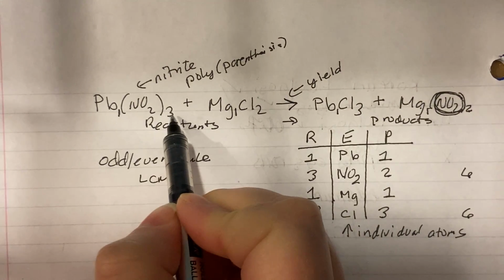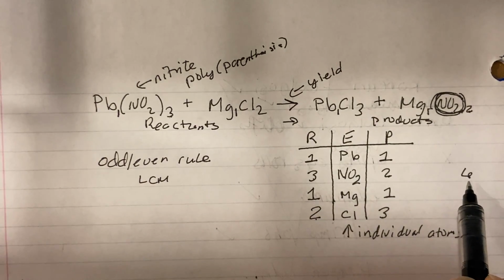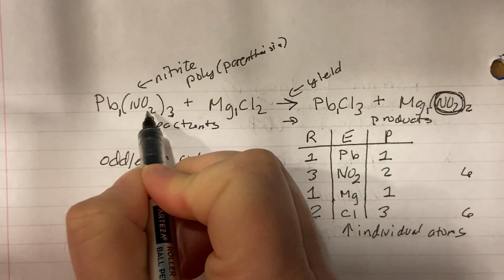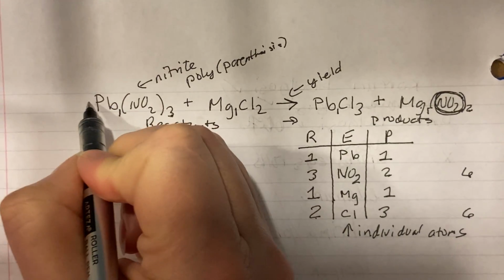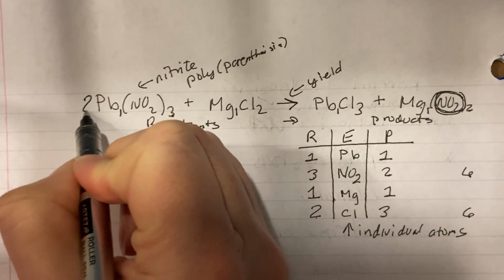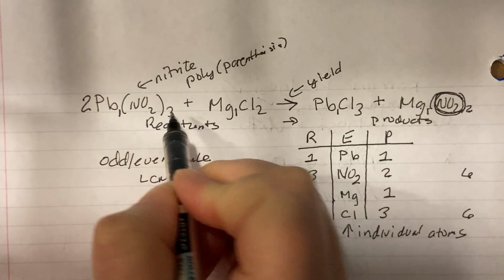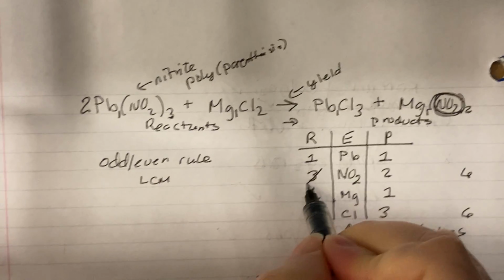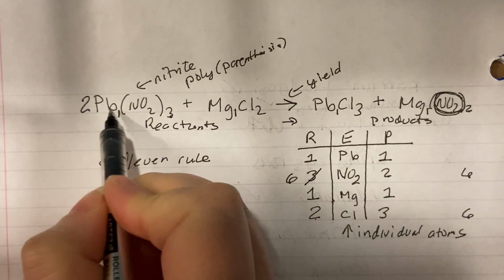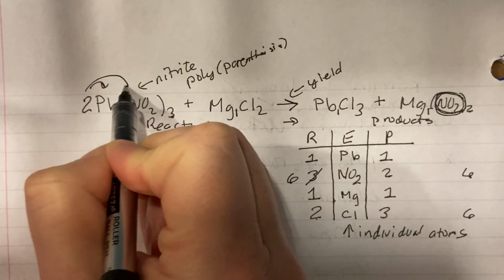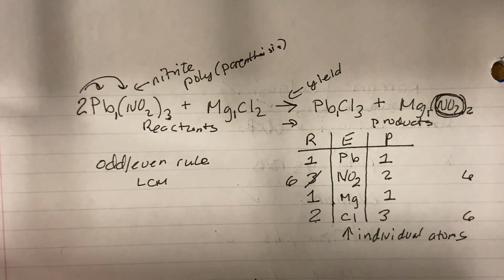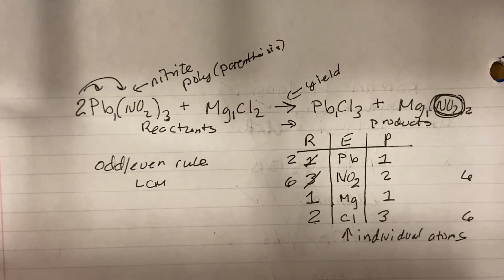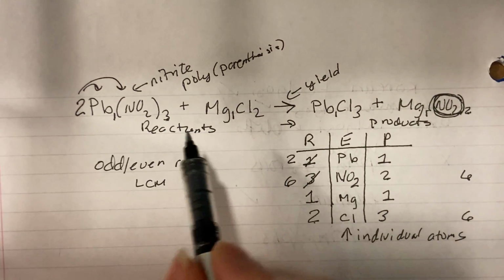So this nitrite has 3, and I need to get him to have 6. 3 times 2 is 6. I can't change inside the bubble. I can only change coefficients at this point. So 2 times 3 is 6. That gives me 6 nitrates. So I'm going to fix that to 6. But that also changed my lead, because remember that coefficient gets distributed. So now I have 2 leads and 6 nitrates on the left.